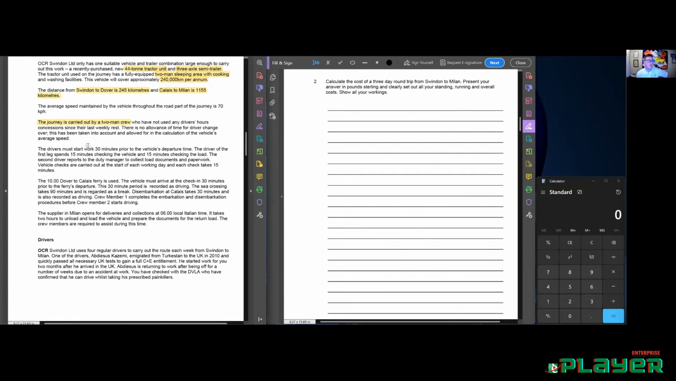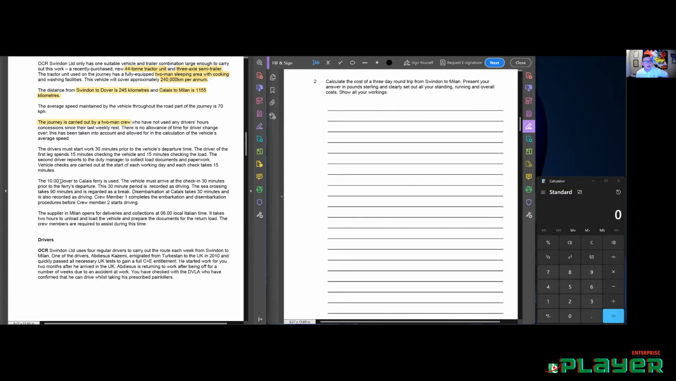The drivers must start work 30 minutes prior to the vehicle's departure time. The driver of the first leg spends 15 minutes checking the vehicle and 15 minutes checking the load. The second driver reports to the duty manager to collect load documents and paperwork. Vehicle checks are carried out at the start of each working day, and each check takes 15 minutes.